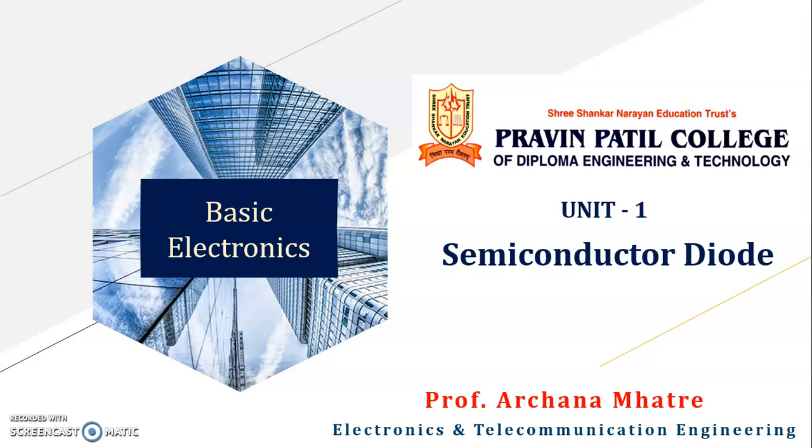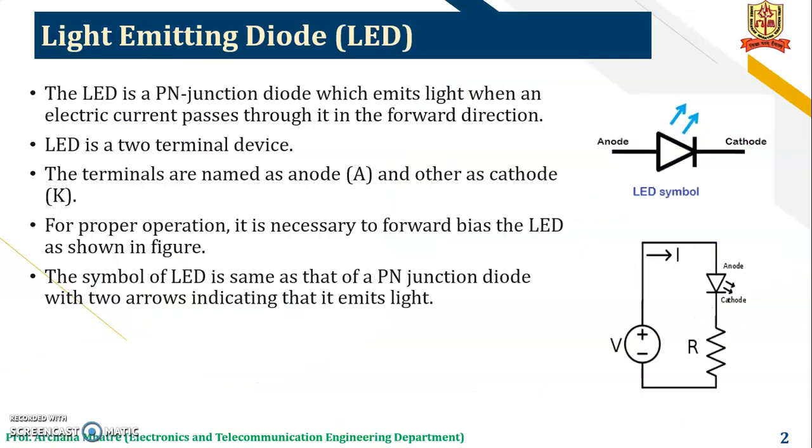In this video, we are going to continue with the first unit of basic electronics, that is semiconductor diode. In this video, we will learn about LED. The full form of LED is light emitting diode. The LED is a p-n junction diode which emits light when an electric current passes through it in the forward direction. LED is a two-terminal device. The terminals are named as anode and cathode.